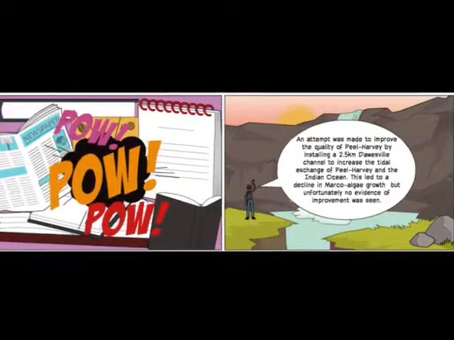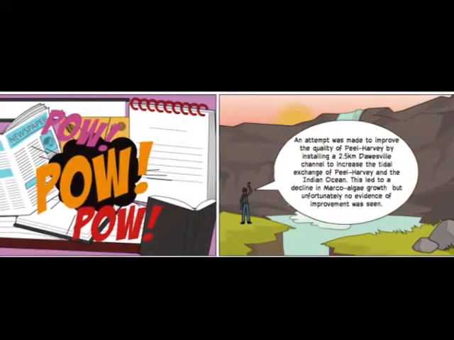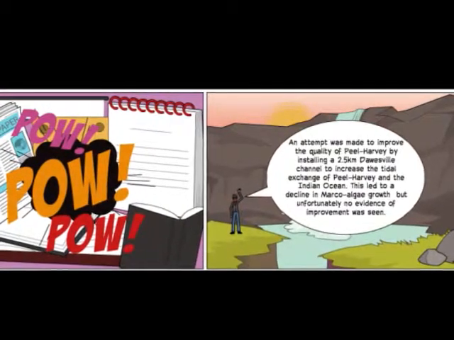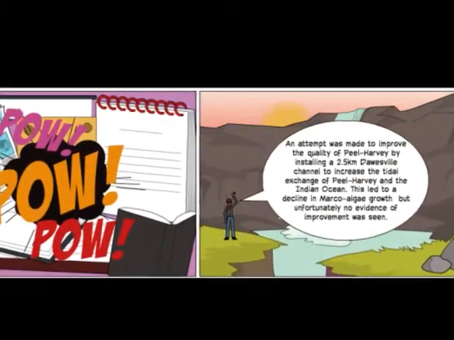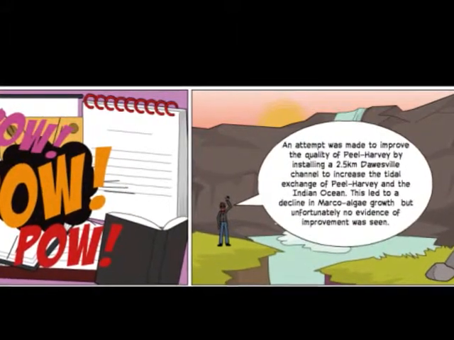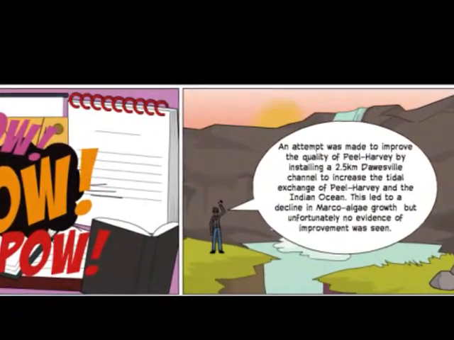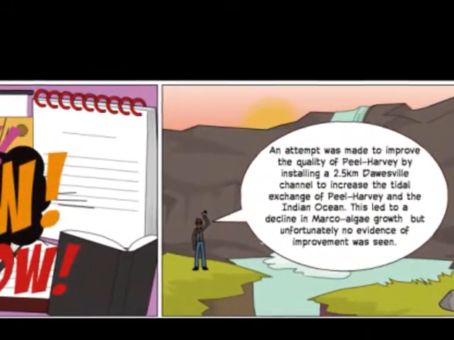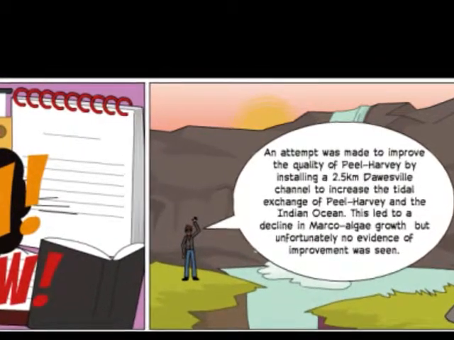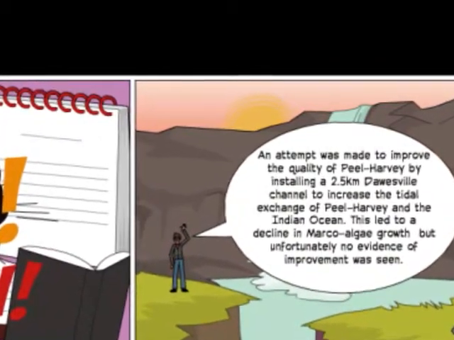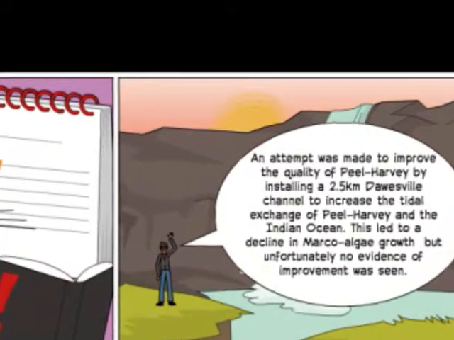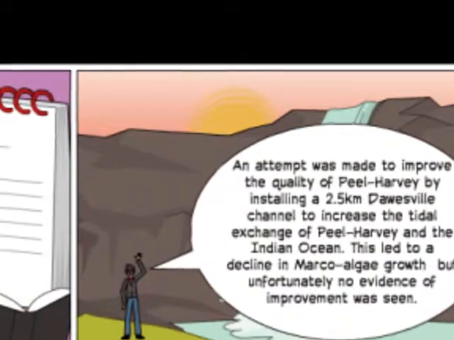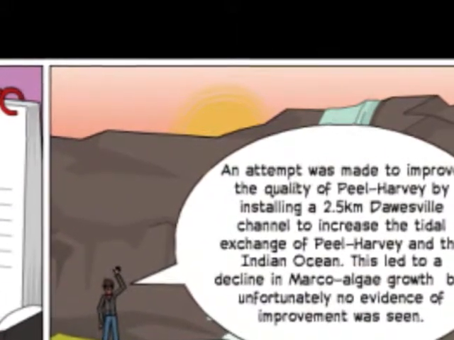In response to these issues, an attempt was made to improve the quality of Peel-Harvey by installing a 2.5 kilometer artificial channel to increase tidal exchange of Peel-Harvey with the Indian Ocean. This led to a decline in macroalgal growth, but unfortunately no evidence of improvement was seen. It is important to understand that eutrophication entails a significant amount of attention from natural and environmental scientists. And without substantial alterations in the management of Peel-Harvey, there is a threat that estuarine health will further decay.